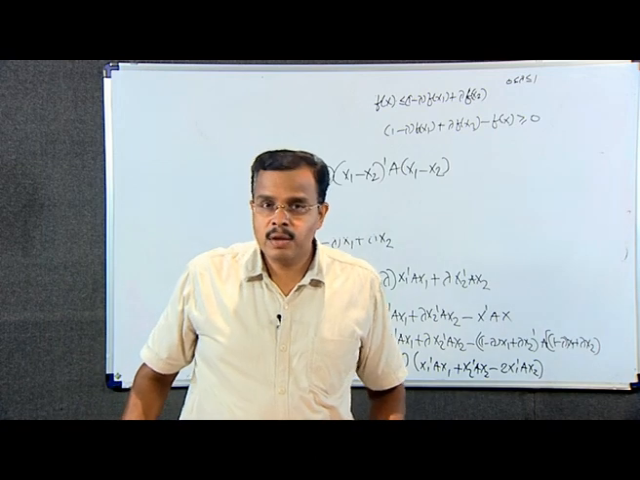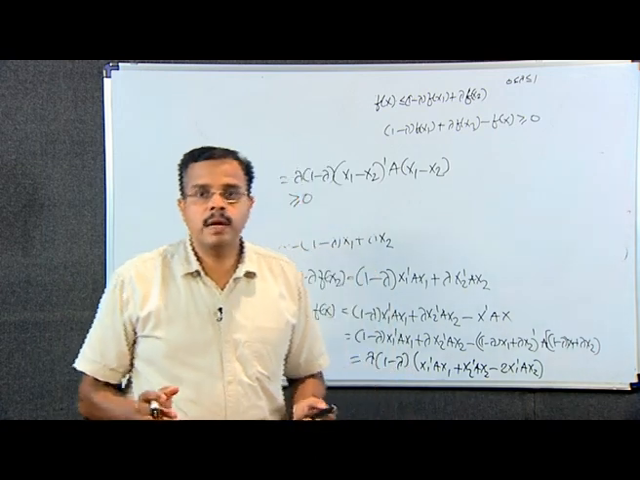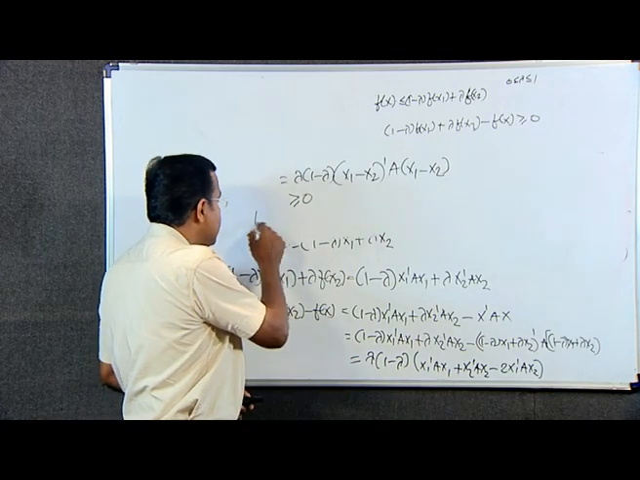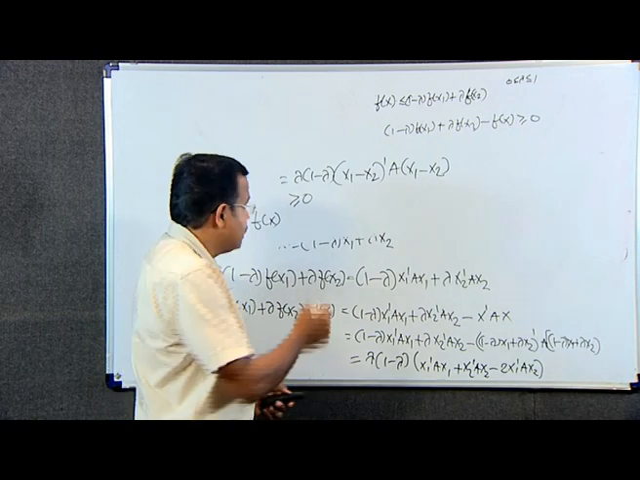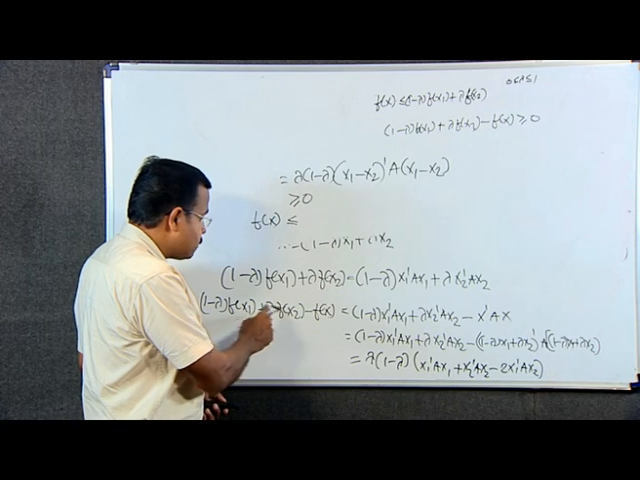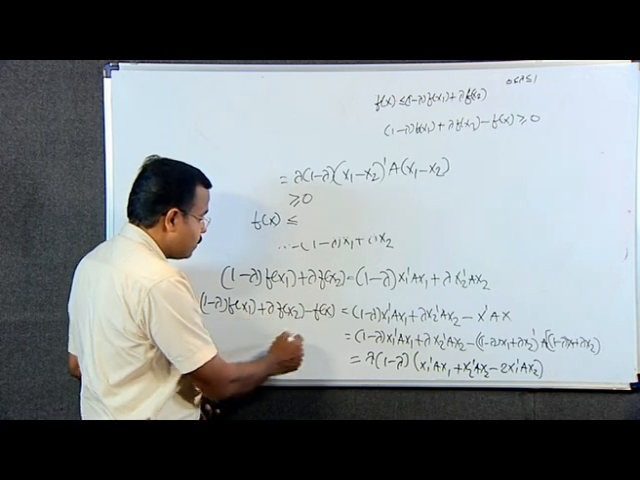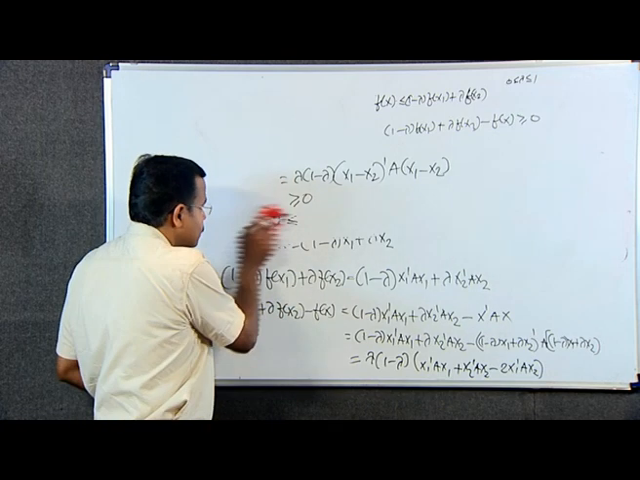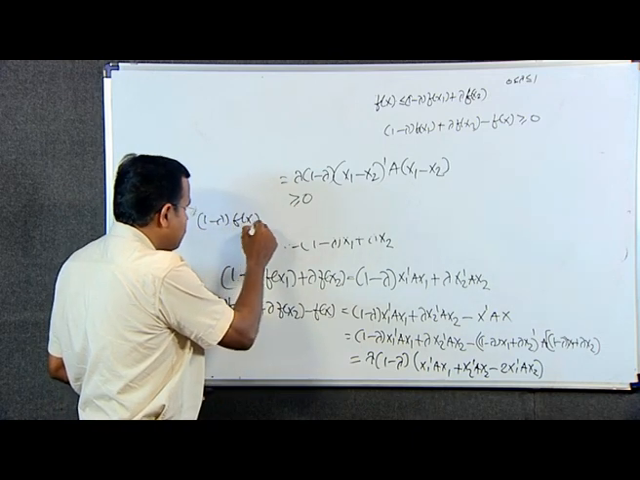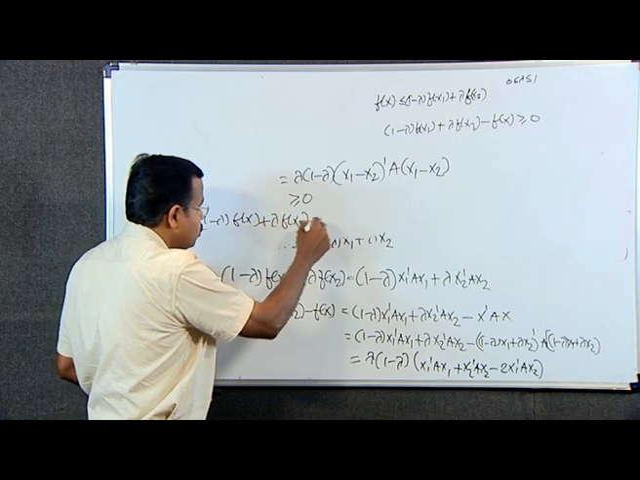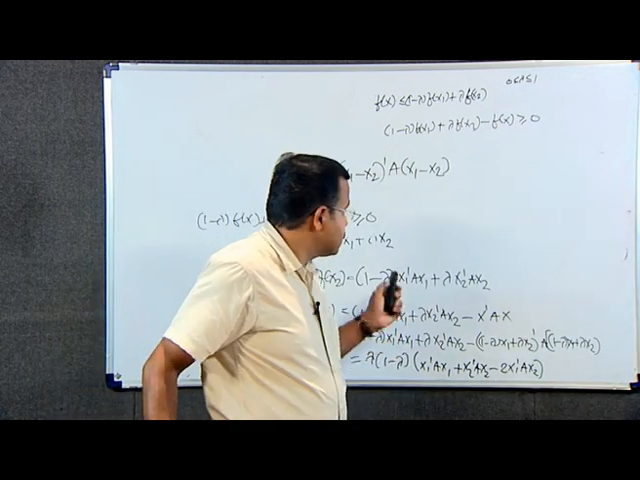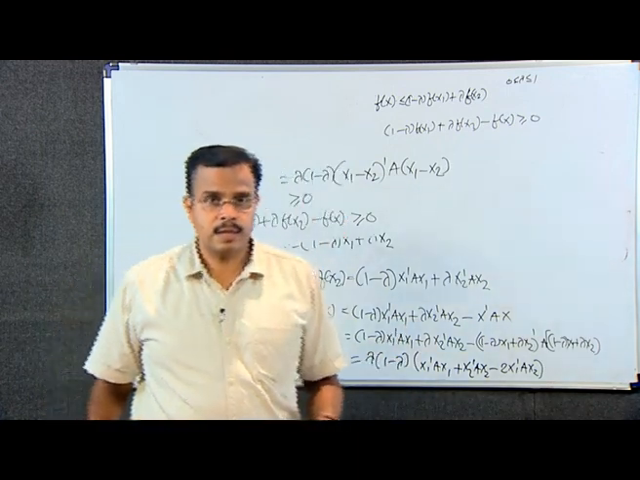because 0 is less than or equal to lambda less than or equal to 1 and x1 minus x2 is any vector in En. Therefore, we are getting (1 minus lambda) into f of x1 plus lambda into f of x2 minus f of x is greater than or equal to 0. This gives the function f of x is a convex function.